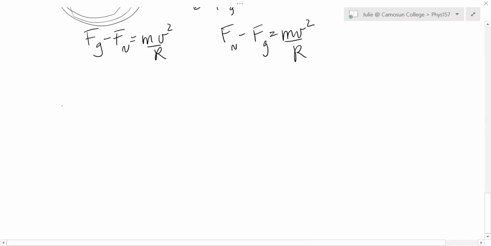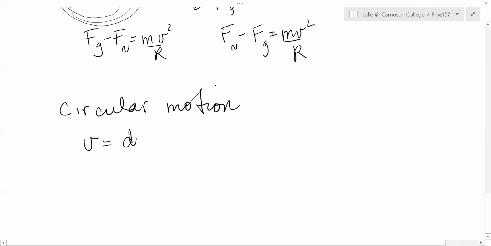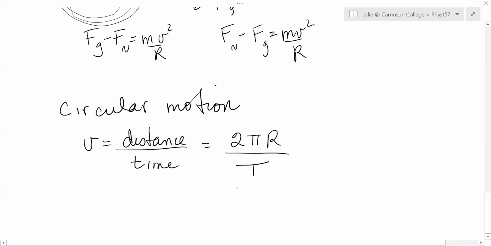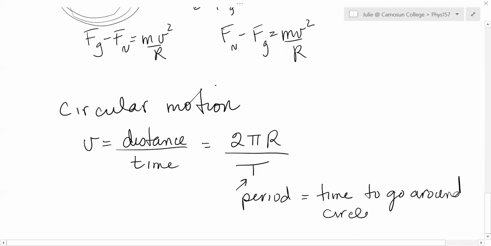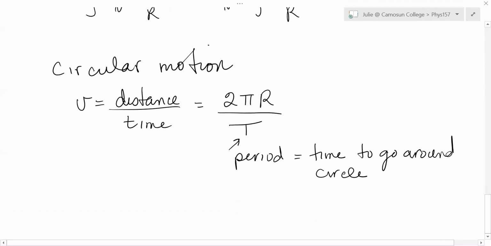Some other quantities that you're going to come across for circular motion that you may need are the speed is the distance around the circle over the time it takes to go around the circle. The distance around a circle is its circumference, 2 pi r, and the time gets a fancy name called the period. It's called the period of motion. And it equals the time to go around the circle once. So that's a very handy equation that comes up.